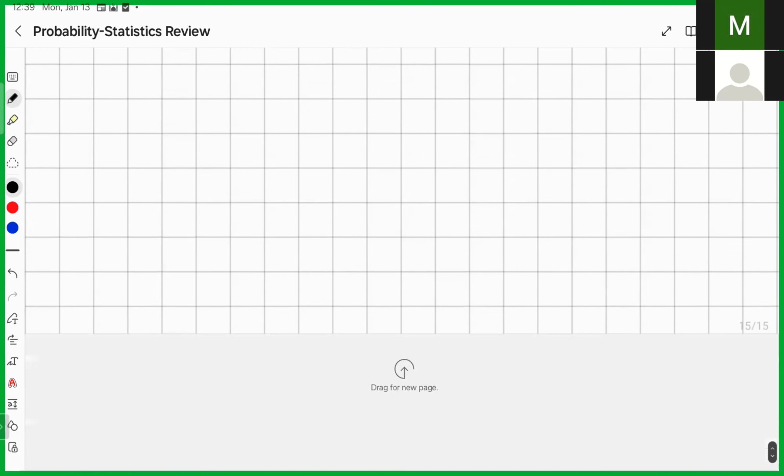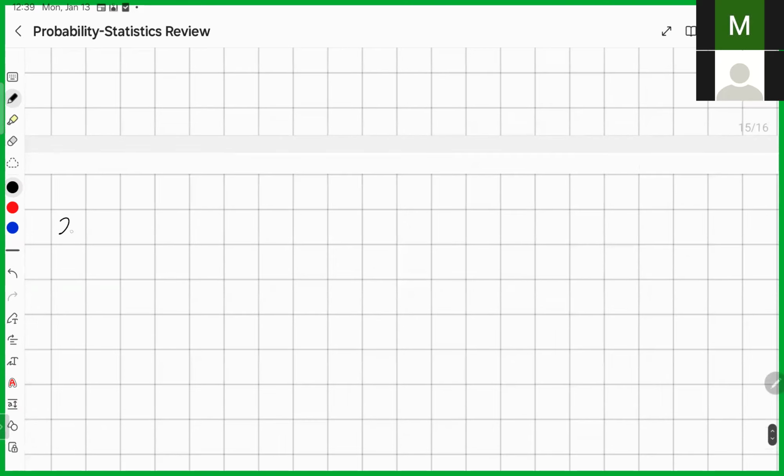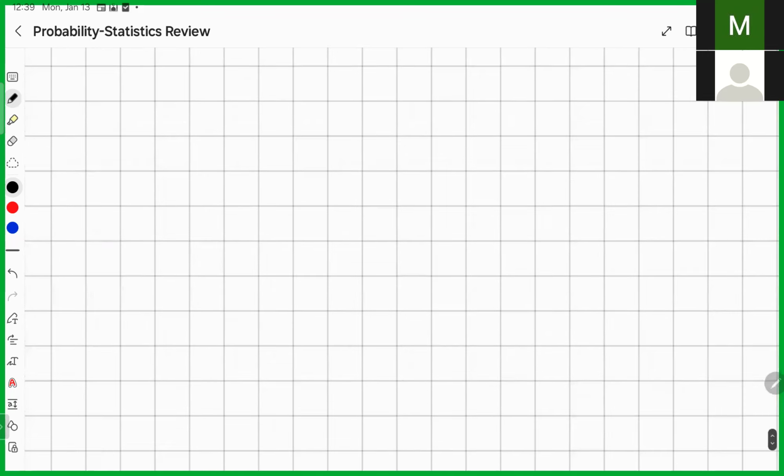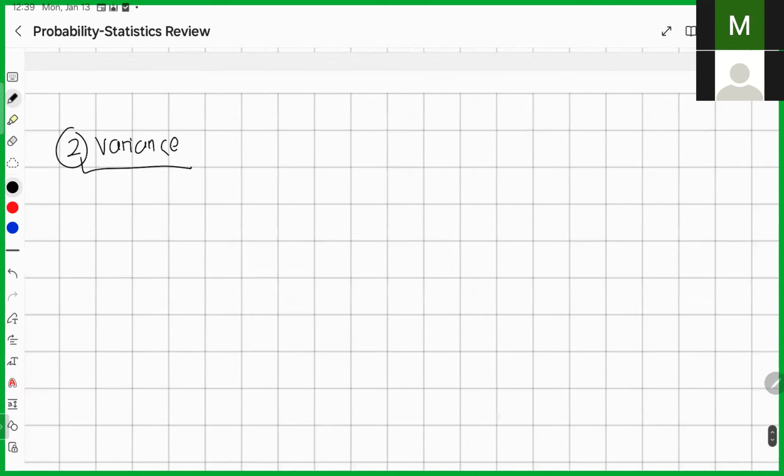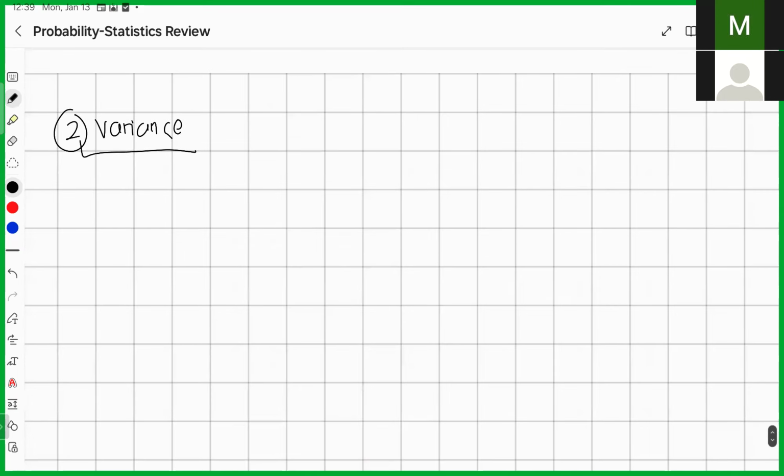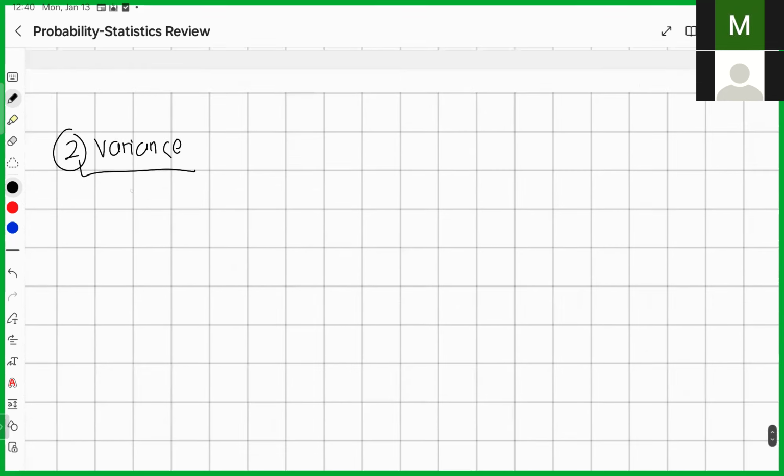And then the next thing that I'm going to explain is about variance. Variance has a relationship with the previous variable, which is the expected value. Variance is basically a measure of spread. So this is really helpful to measure the spread in our data. So that's what variance does.